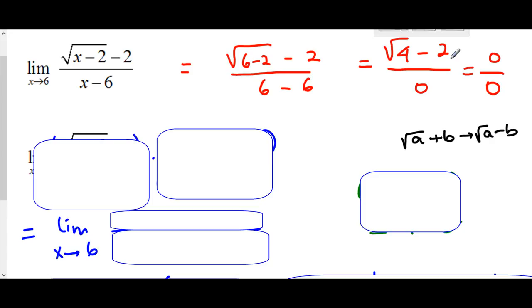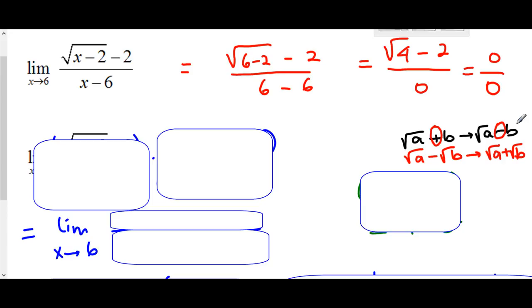So you look at this sign in the middle, and you turn it to its opposite, and you have the conjugate. And it can also look like this, square root of a, let's say, minus square root of b, and the conjugate of that will be square root of a plus the square root of b. So the idea is multiplying the top and bottom by the conjugate.